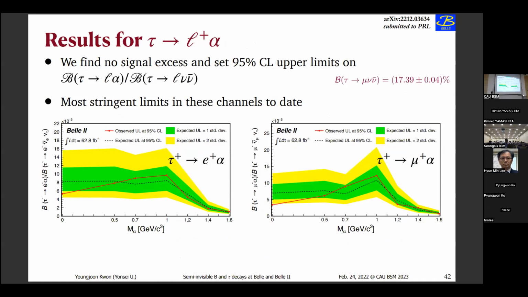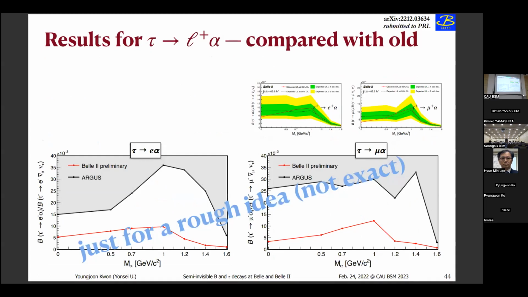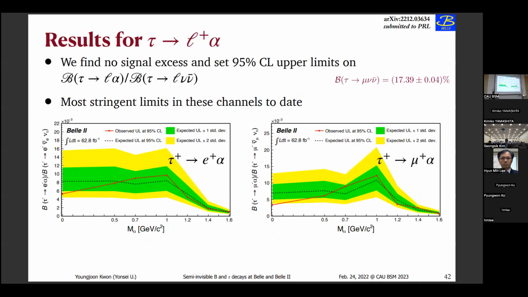And we didn't see any signal excess. So we set 95% confidence level upper limits. The upper limits are normalized to the tau to E nu nu branching fraction. So this normalized ratio is around 10 to the minus 2, okay? And if you compare this with the only existing results from ARGUS, we are about a factor 3 better, okay? And this result is based on a very small data sample, only 63 inverse femtobarn. And now we have 6 times more data. And combining with Belle, we will have 20 times more data, okay?